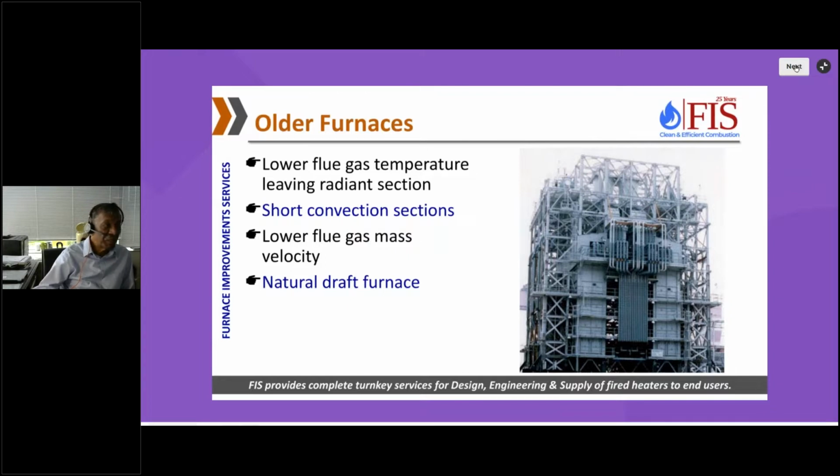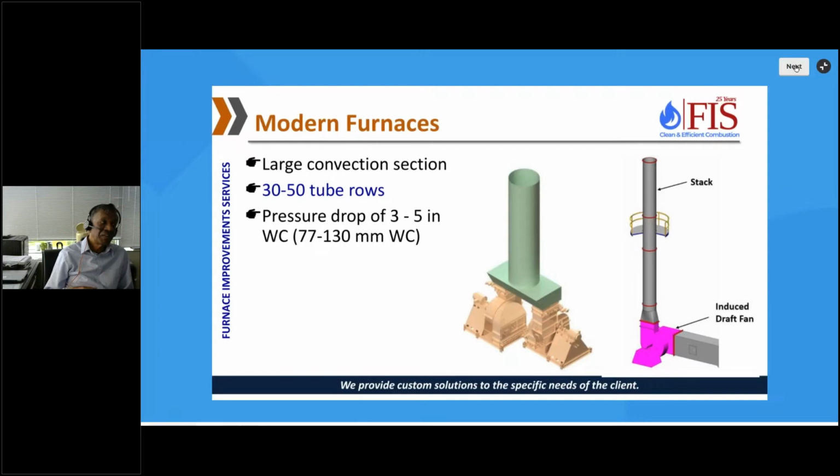But not anymore. Now we have large convection sections, and the convection sections can have anywhere between 30 to 50 tube rows. That's how deep the convection sections are built. The pressure drop across the convection sections could be anywhere between 3 to 5 inches of water column. And if you have an SCR, then you can add another 1 or 2 or 3 inches of pressure drop. So there is no way the stack can provide that type of draft. So you end up using an ID fan, an induced draft fan. This is one installation, and this is another installation with 2 fans. So that's what you end up using.